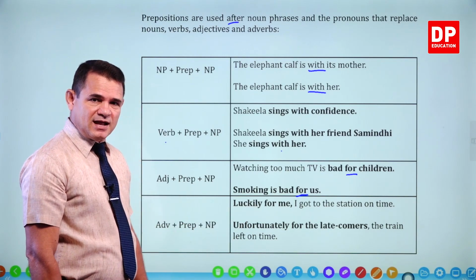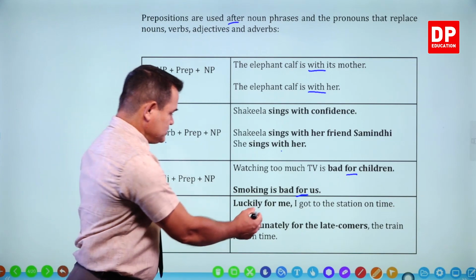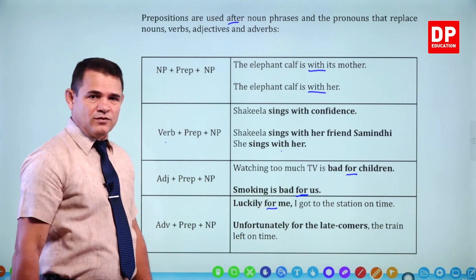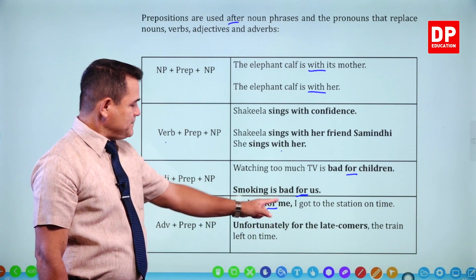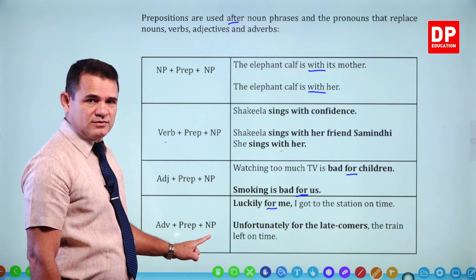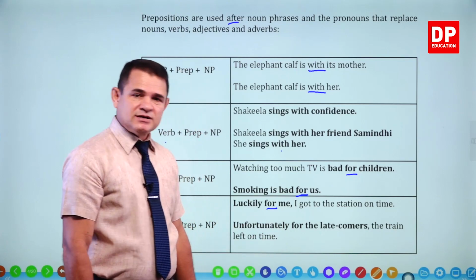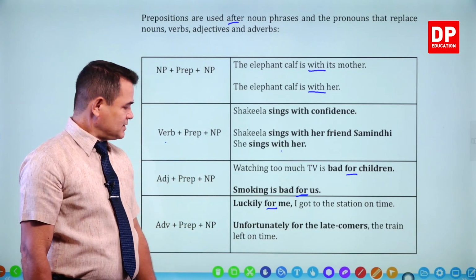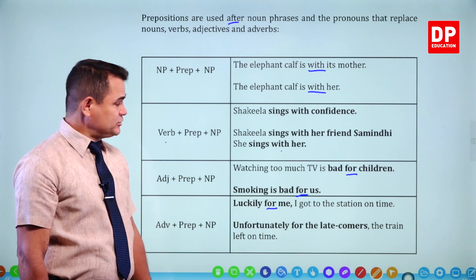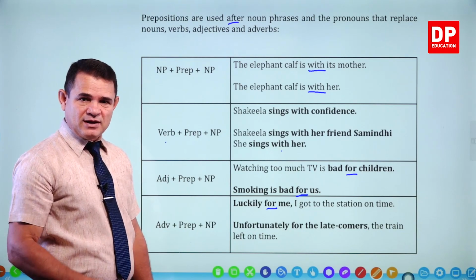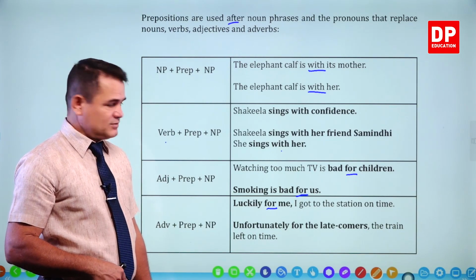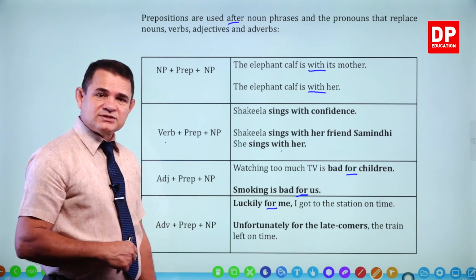Luckily, adverb, preposition is the word for. Me is the pronoun. I got to the station on time. Luckily for me, I got to the station on time. මම වෙලාවට වාසනාවට වෙලාවට ස්ටේෂන් එකට ගියා.